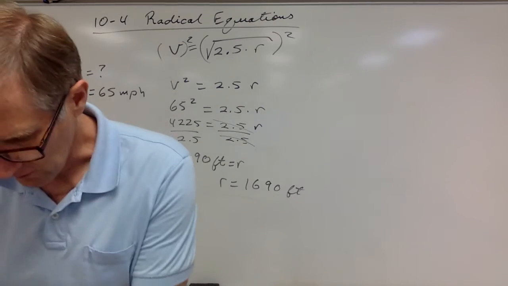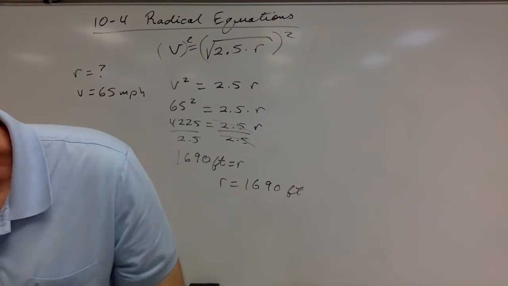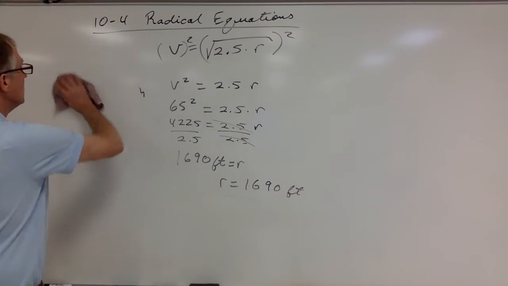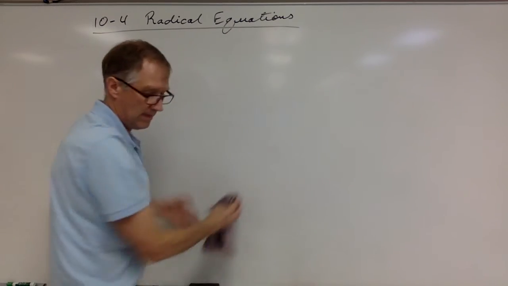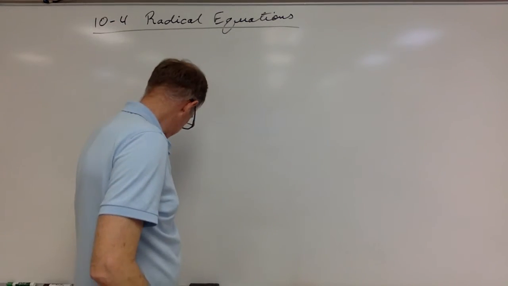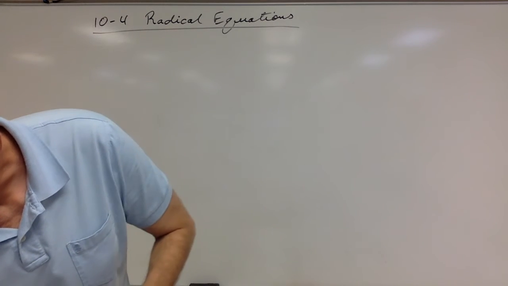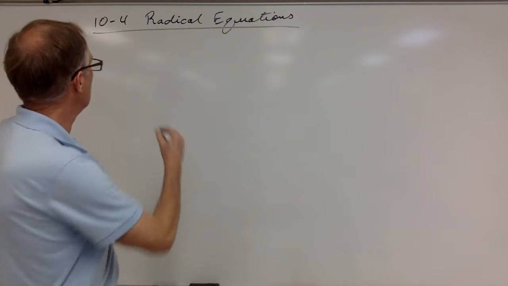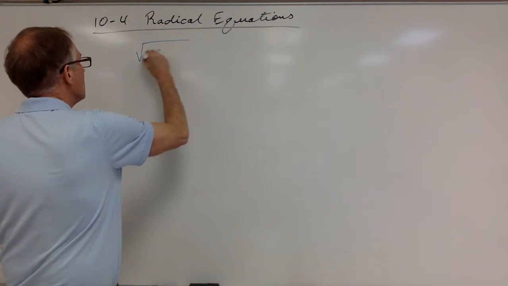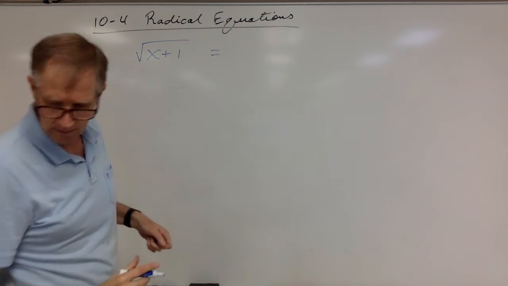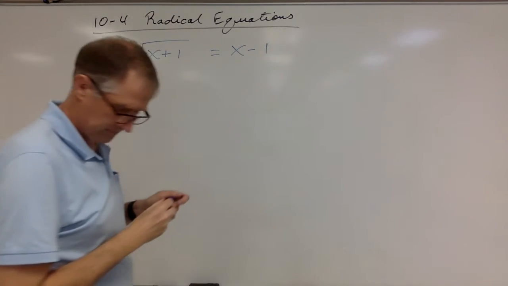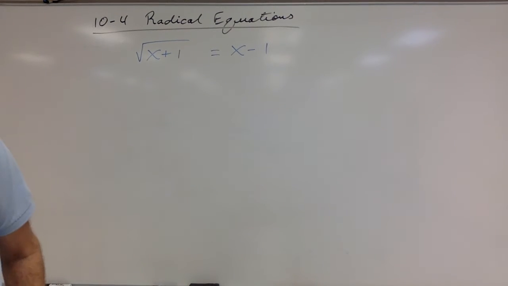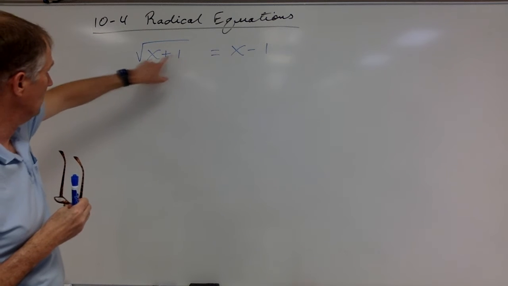The other one, this is a little different. If you had something like this, it's just a little weird. Square root of x plus 1 equals x minus 1. Okay, well, to solve for that, we want to solve for x.